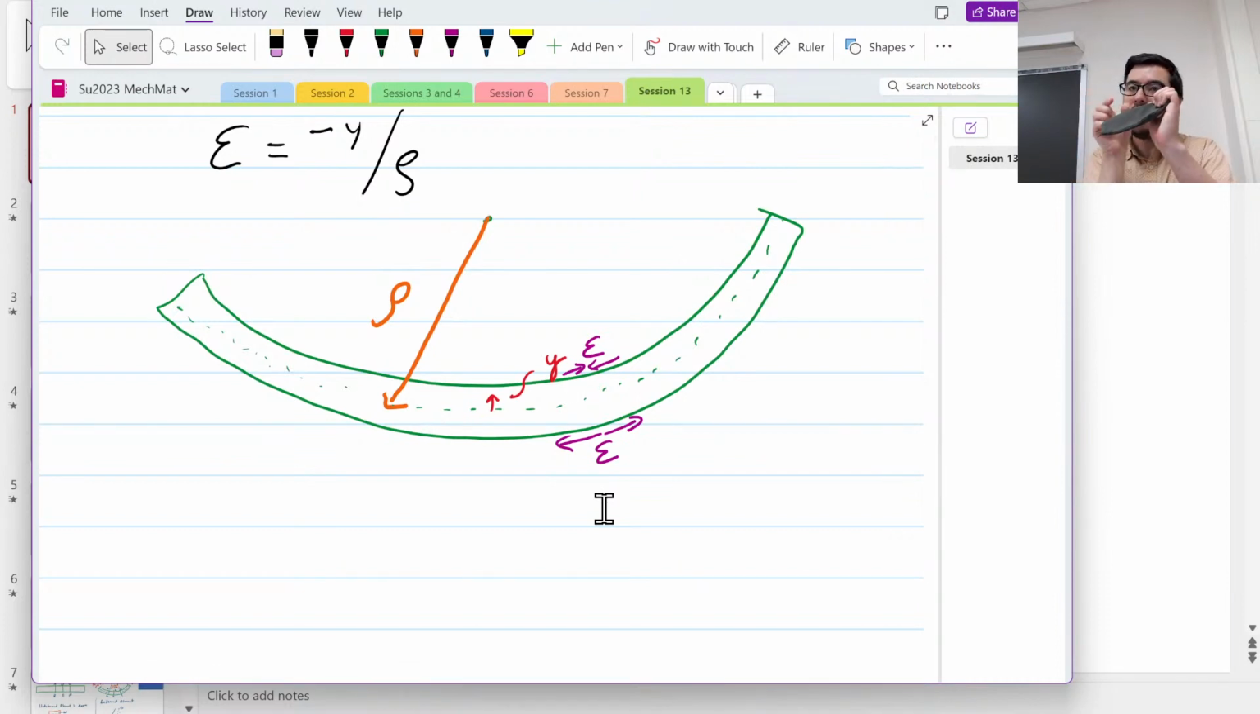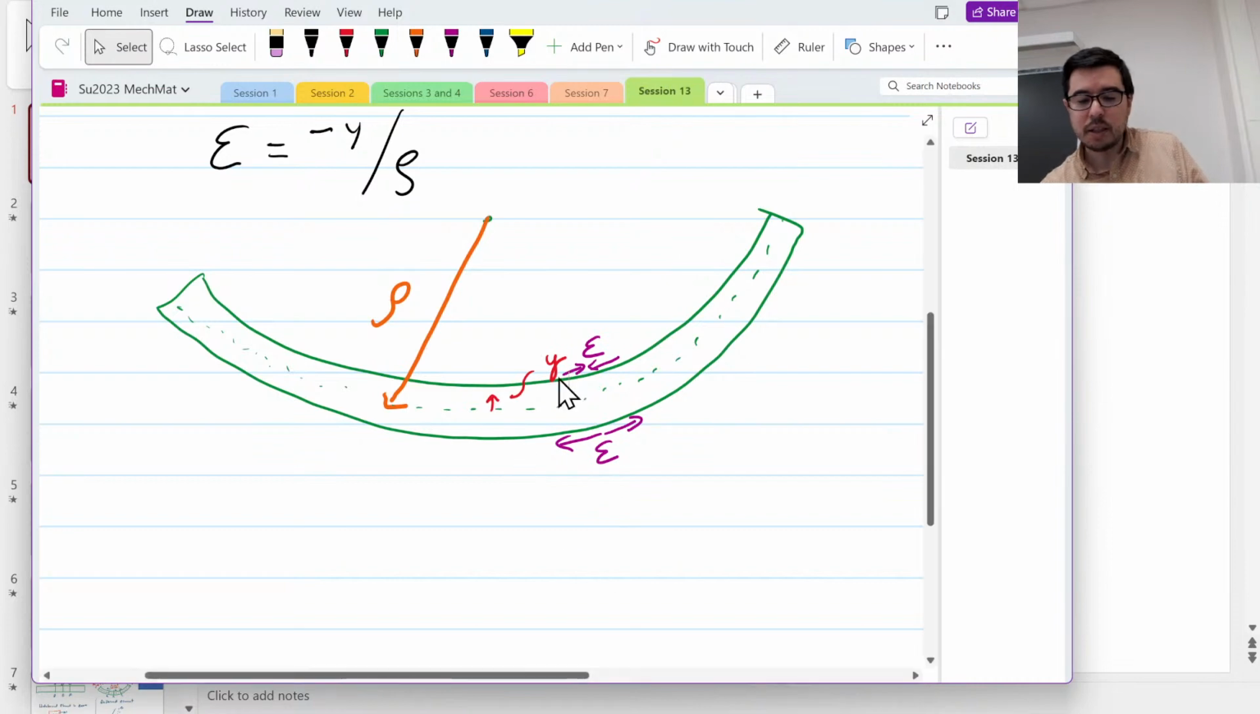You can see all those little material elements on the top of the beam getting closer and closer to each other. That goes into compression. If I look at what's happening on the bottom of this beam, are those material elements in compression or tension? Tension. Perfect. So the distance away from the neutral axis, that y, dictates how much compression or tension you're going to have.